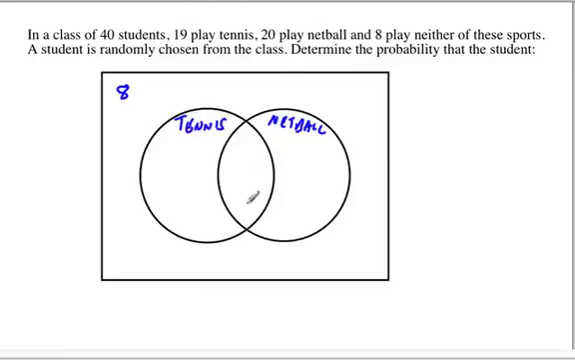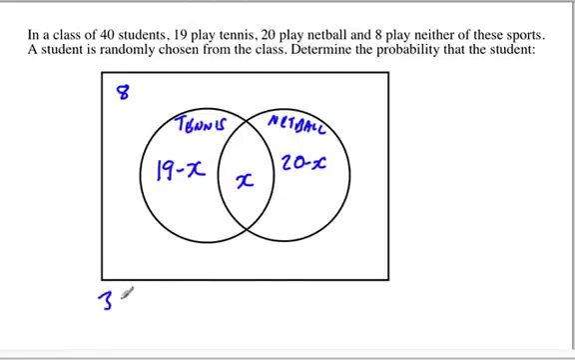Now, we're not really too sure of the breakdown of how many students play both, but we can use a calculation here. We'll let X represent the number of students that play both. Well, if 19 play tennis, then 19 minus X play only tennis. And if 20 play netball, then 20 minus X will be the number that play only netball. And now we can just find out what X is, because we can use a formula here.